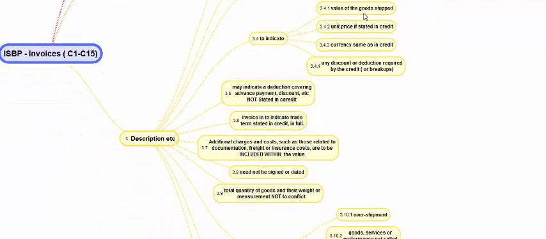The invoice should indicate value of the goods shipped. Invoice should indicate the unit price if stated in the credit. If not stated, unit price is not necessary, but the total value should be there. The currency of the invoice should be same as the currency of the credit.